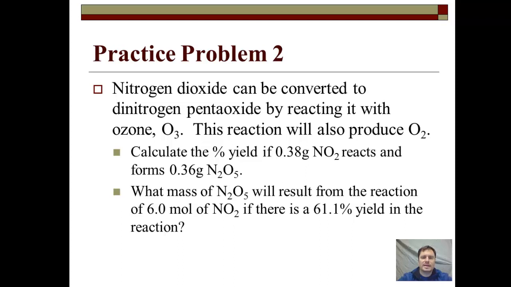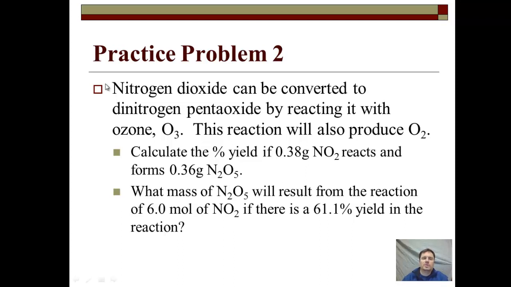Nitrogen dioxide can be converted to dinitrogen pentoxide by reacting it with ozone, O3, stuff in the air. This reaction will also produce oxygen. Part 1 says calculate the percent yield if 0.38 grams of nitrogen dioxide reacts and forms 0.36 grams of N2O5. And part 2 says what mass of N2O5 will result from the reaction of 6 moles of NO2 if there is a 61% yield. So let's not worry about part 2 right now. Let's go to part 1.